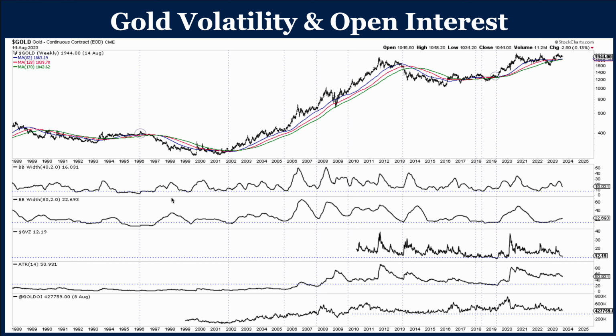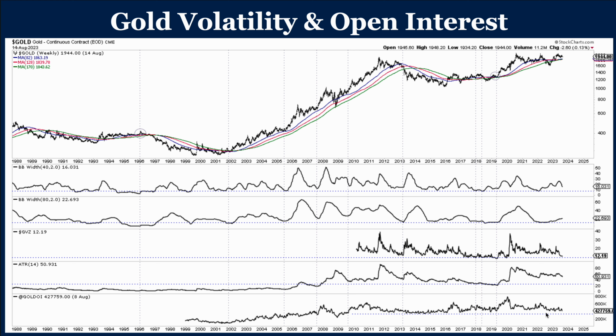These first two are just the width of Bollinger Bands. When the Bollinger Bands get really tight, that tends to precede a big move. Really, with any volatility indicator, when it comes down to a low point on these readings, it typically precedes a big move, and then you get volatility expanding. So these are Bollinger Band widths, just two that I've put in here. Then you have other great volatility indicators like GVZ, which is the gold VIX, and ATR, average true range. And then I just put the open interest in gold down here.